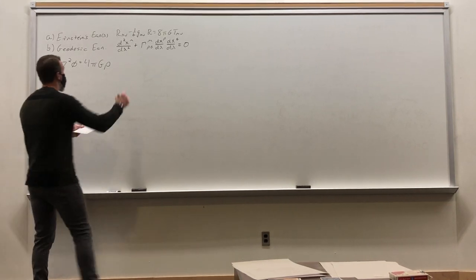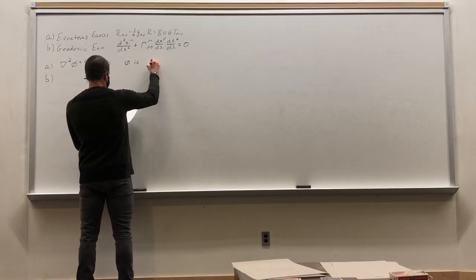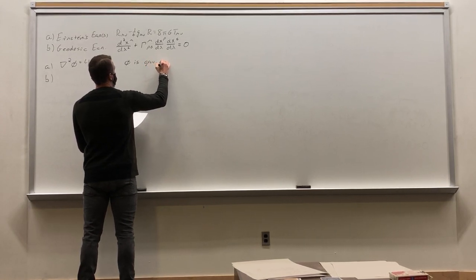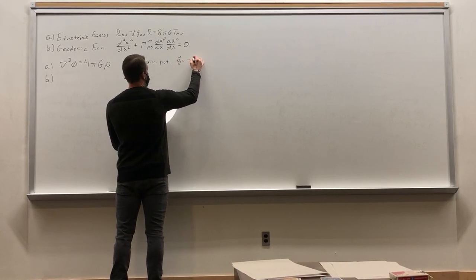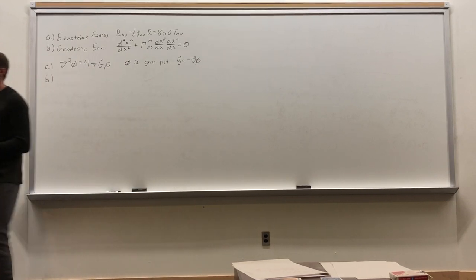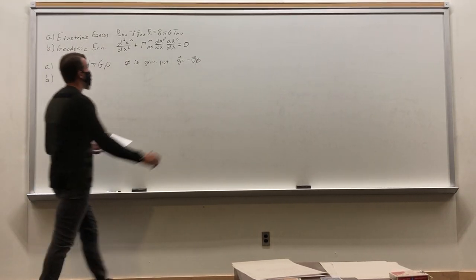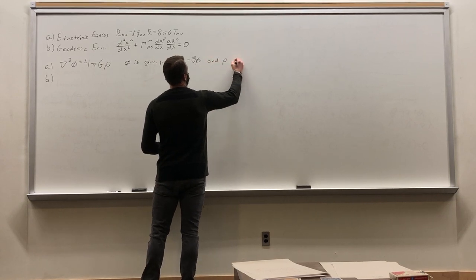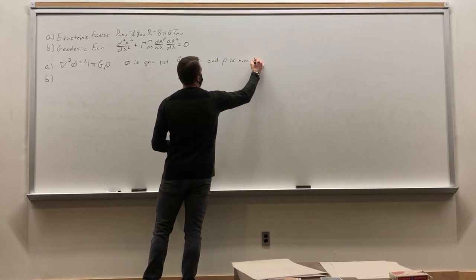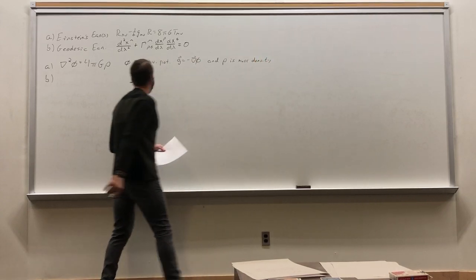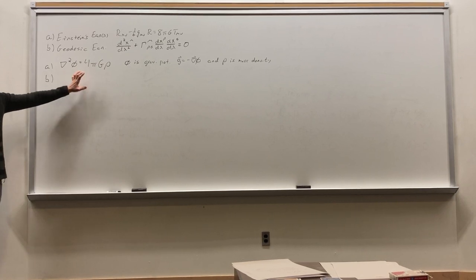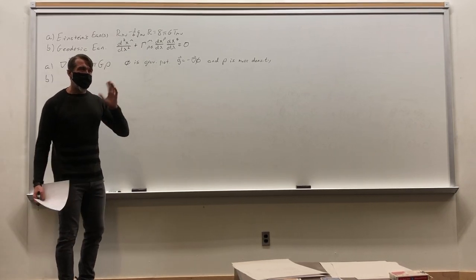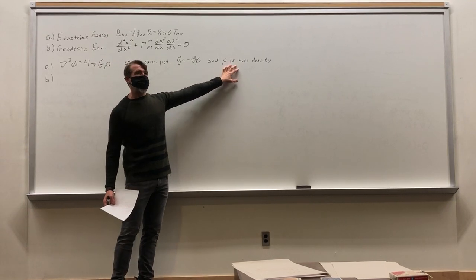Okay, where phi is the gravitational potential, that is g equals minus gradient of phi, where g is the gravitational field, and rho is the mass density. How many of you have seen this expression? I mean, in your intermediate mechanics class, you should have, at some point, formulated this.